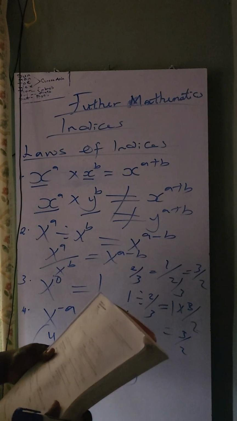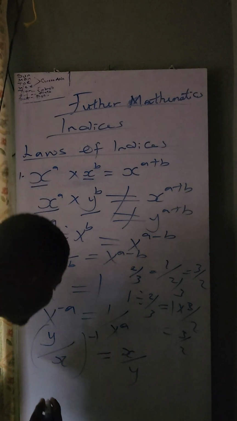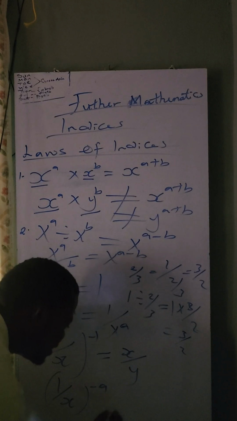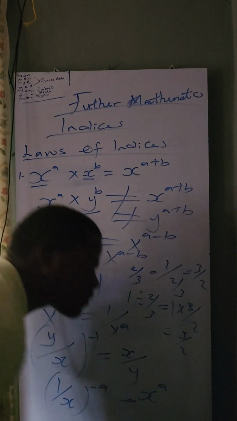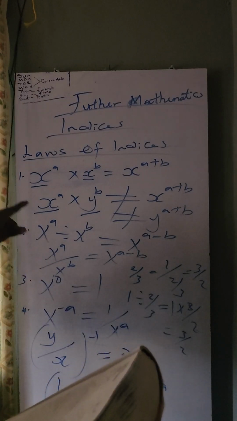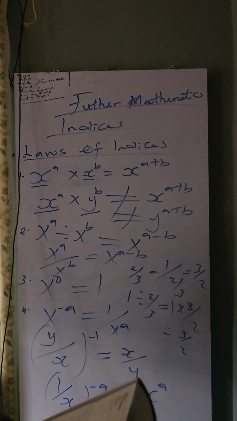And at the same time, if you are having 1 over x raised to the power minus a, this is going to give you x raised to the power a. What I say is going to give us x raised to the power a. Don't forget that our minus is what? 1 over.